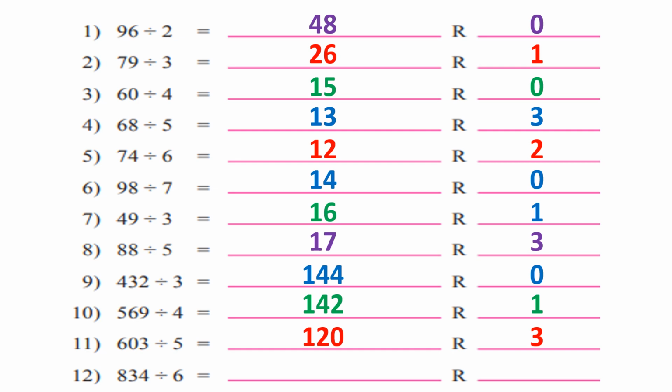The last is number 12. 834 divided by 6 is 139, remainder 0.